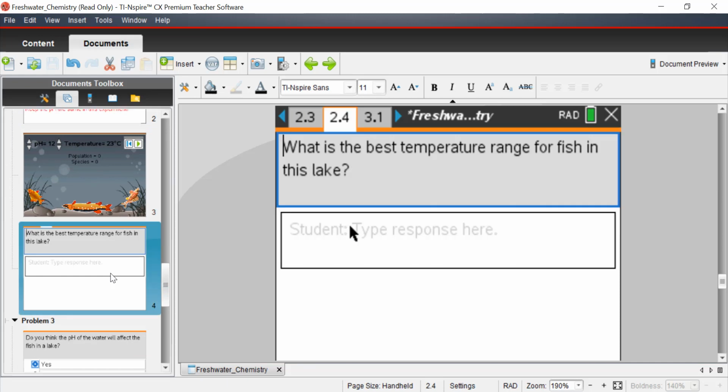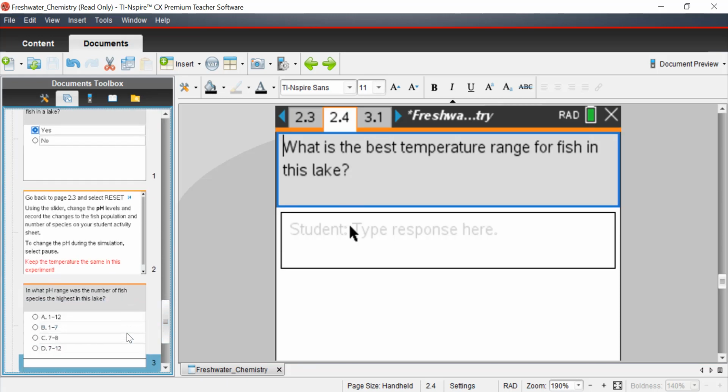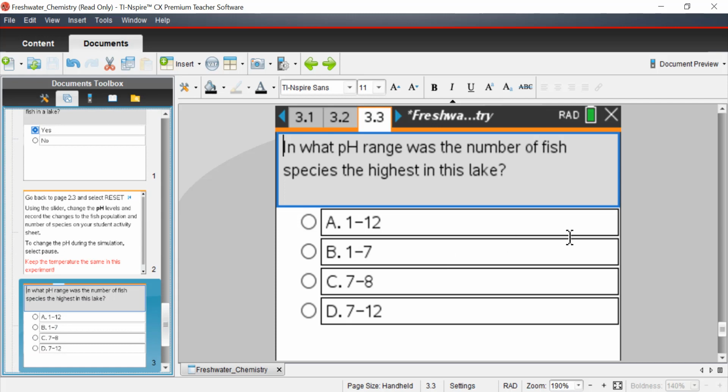All right, so the best temperature range for fish, we already did that one. Let me go back down here. In what pH range was the number of fish species the highest in this lake? We saw that it was between 7 and 8. So the answer would be C.